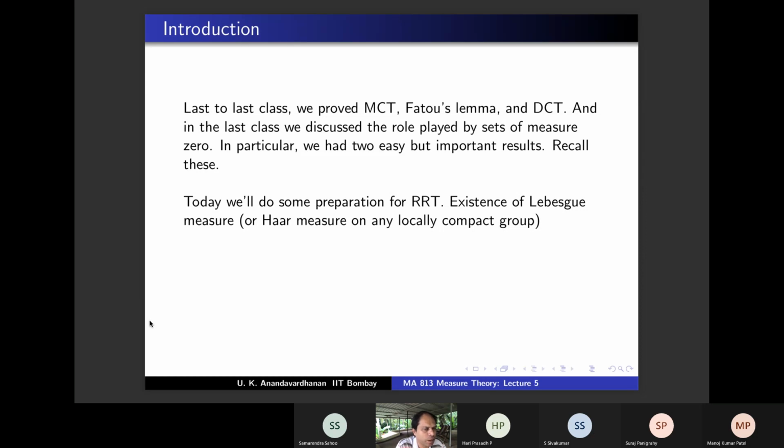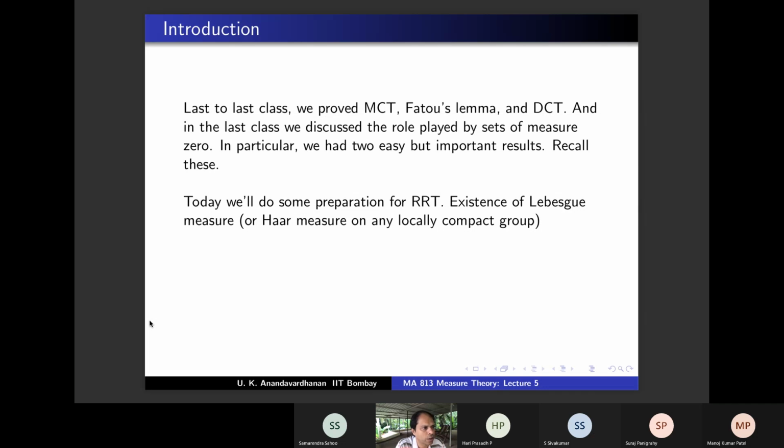How many of you have heard this word Haar measure? Just heard. I'm not asking whether you know it. Okay. So Haar measure is the analog of Lebesgue measure, more generally, for any group. The topological condition on the group is that it should be locally compact.